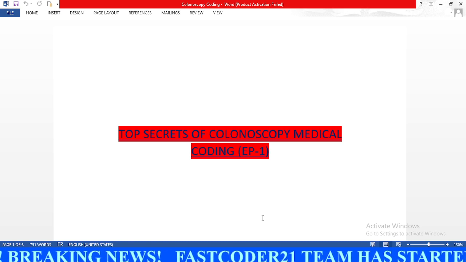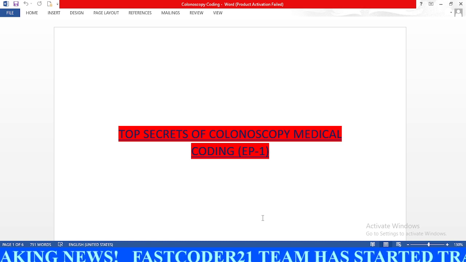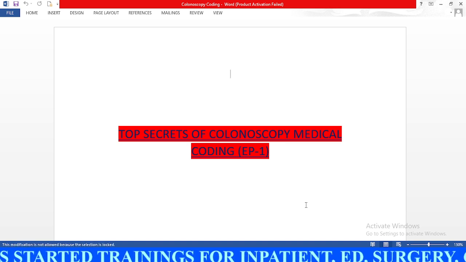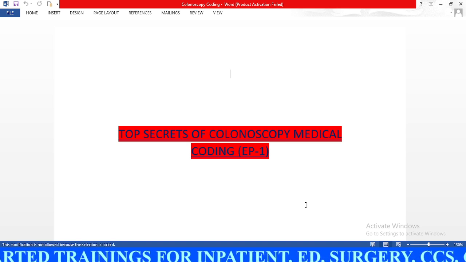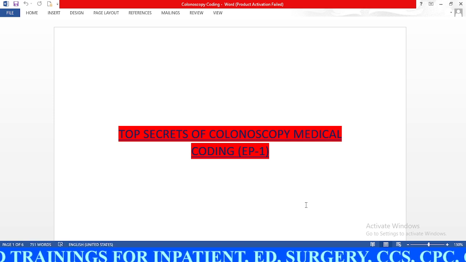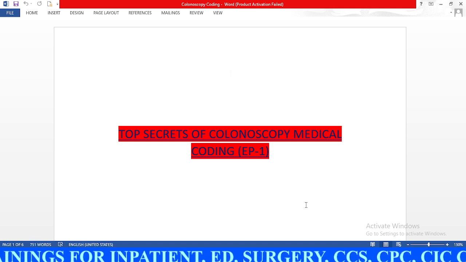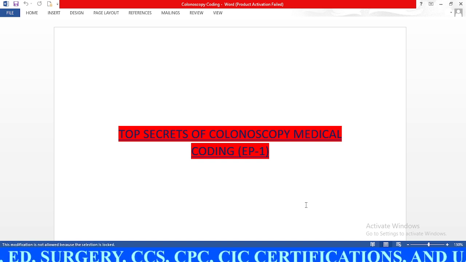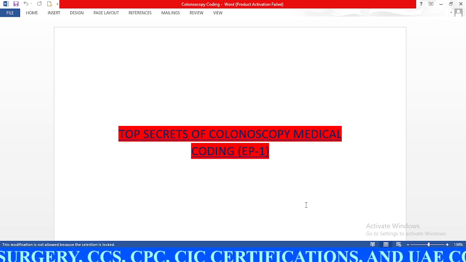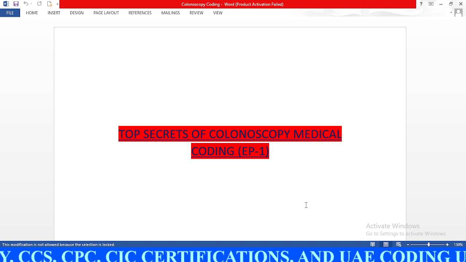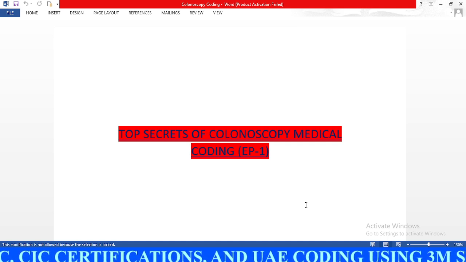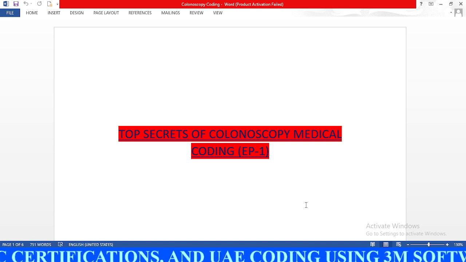Today we are going to learn top secrets of colonoscopy medical coding, episode 1. Yes, all of us know in medical coding, specifically in CPT coding, colonoscopy is the most complex and also creates confusion among the coders. In this session, we are going to learn some easy tips to code colonoscopy easily.